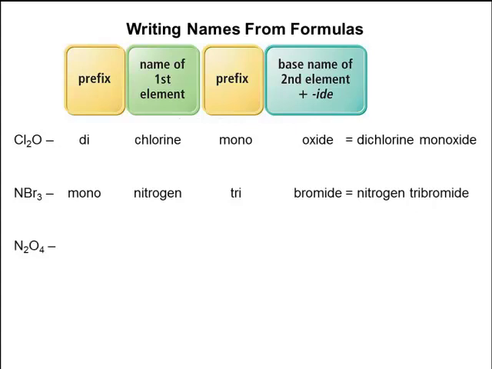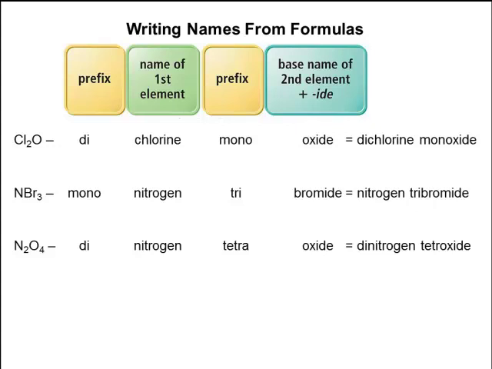Another example, N2O4. So it's di, nitrogen. We've got 4, which is tetra, and it's going to be oxide. So we get dinitrogen tetroxide. Notice, I didn't write tetraoxide. I dropped that extra vowel. In this case, it's an A, so I just put tetroxide. Once again, I'm only doing that with the oxide.